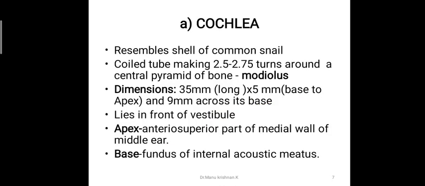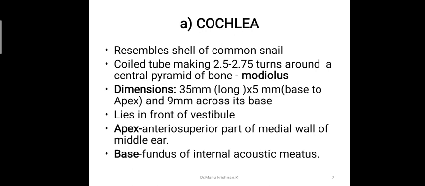The first thing is the cochlea. It resembles the shell of a common snail, and it's a coiled tube which makes 2.5 to 2.75 turns around a central axis of bone, the modiolus. The dimensions are 35 by 5 by 9 millimeters across its base, and it lies in front of the vestibule. If you refer to the previous picture, you will know the location of the cochlea.